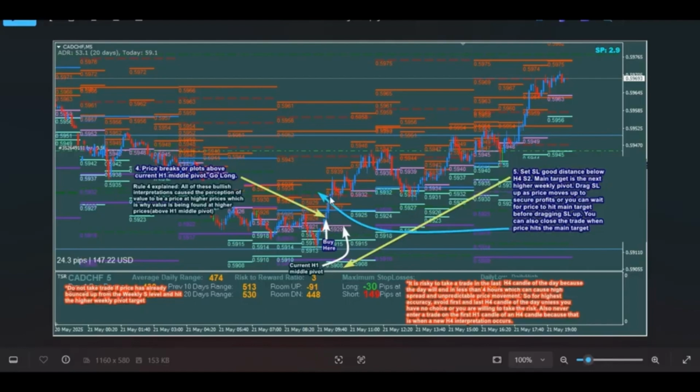And as it moves and hits this target, you can then drag your stop loss up and just keep on dragging it as price moves up, thereby securing your profits. Or you can just exit the trade at this target. It's up to you how you want to manage it. Okay?